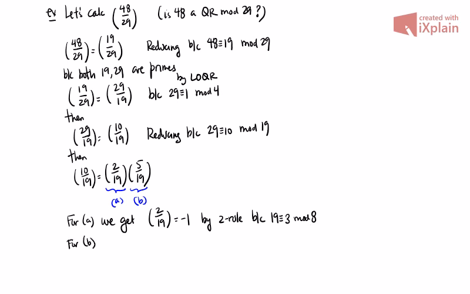So now look at B. Because 5 and 19 are both prime, I can use quadratic reciprocity again, right? B is going to take a few steps, right? So we get 5 over 19. So we notice that 5 is congruent to 1 mod 4. So this is 19 over 5 by the law of quadratic reciprocity, because 5 is congruent to 1 mod 4.